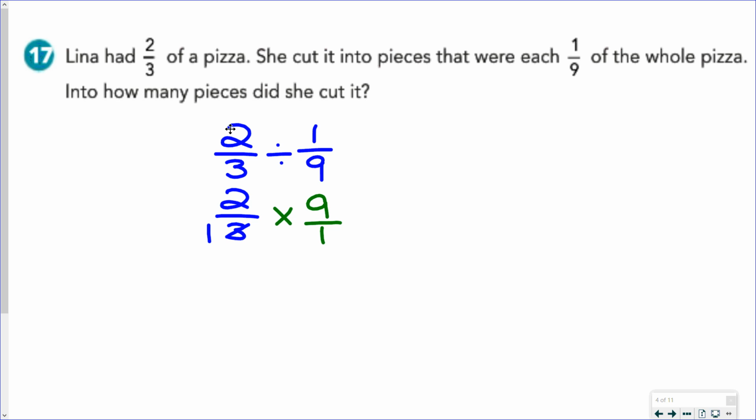3 becomes 1. 9 becomes 3. And 2 times 3 is 6. And so our answer is 6 pieces.